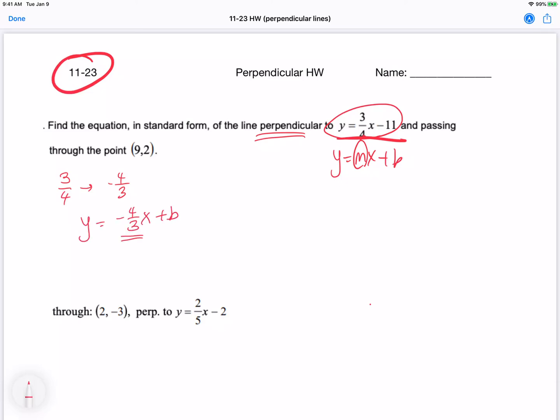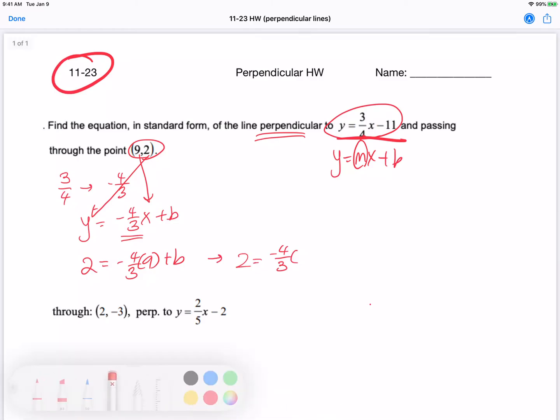So y is equal to negative 4 over 3x plus b. I just plug in the slope. Then I look at the point and plug in those x and y coordinates accordingly. 2 is equal to negative 4 over 3 times 9 plus b. This becomes 2 is equal to negative 4 over 3 times 9 over 1 plus b.